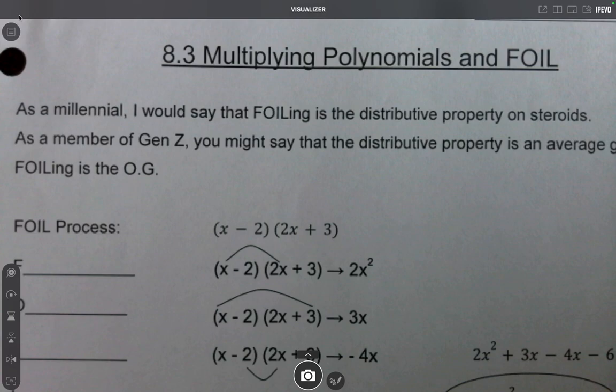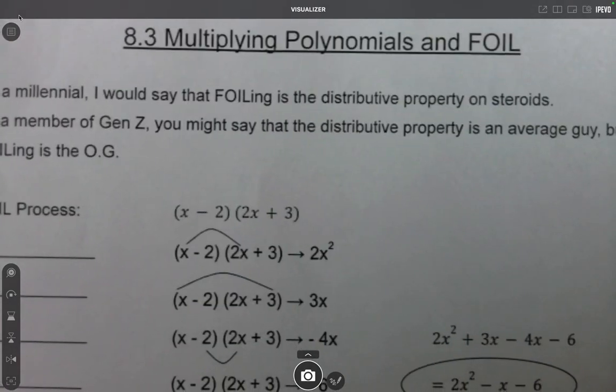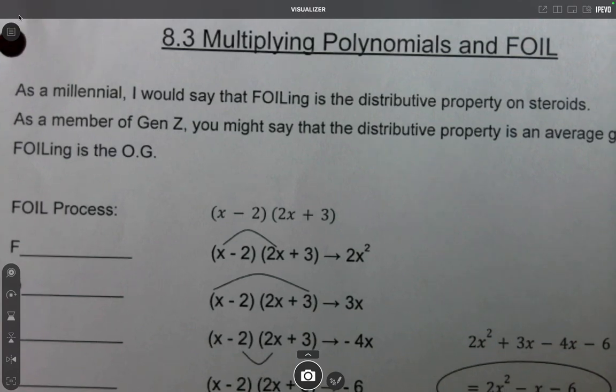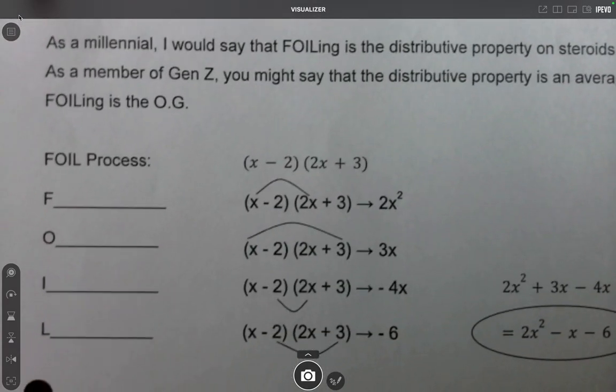But you guys have different brain rot and different slang than we did back when I was young. So I'm a millennial. You guys are Gen Z or maybe Gen Alpha. So the way I would compare foiling and the distributive property is I would say foiling is the distributive property on steroids, meaning it's that to the max, that times 10. Now you guys might say the distributive property is an average guy, but foiling is the OG. Or maybe I should say foiling is the sigma.